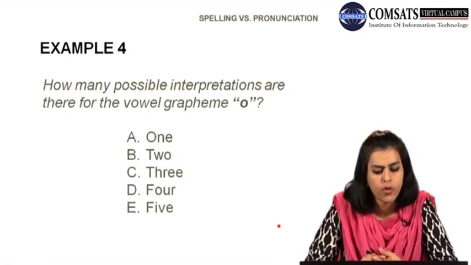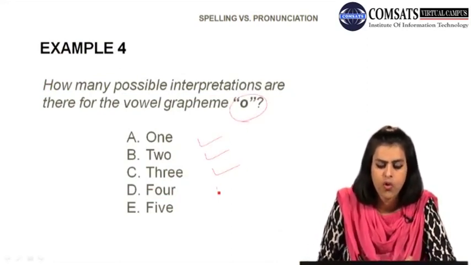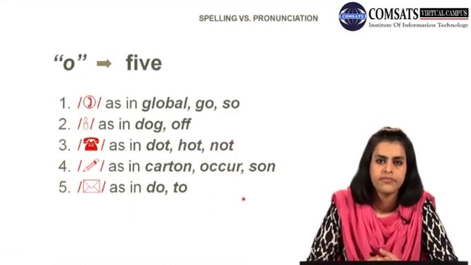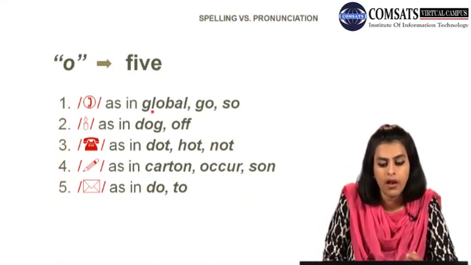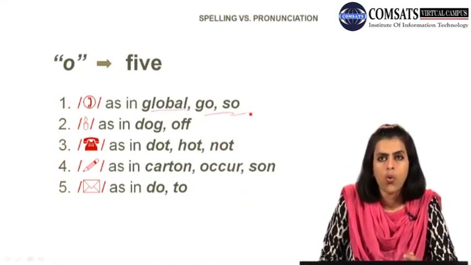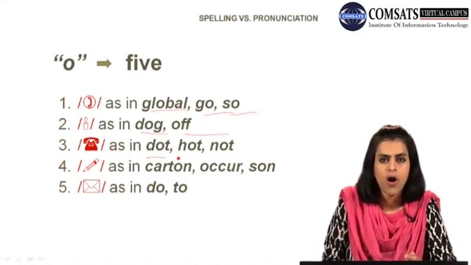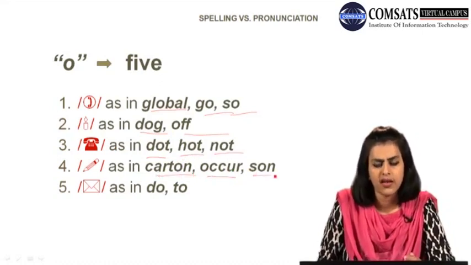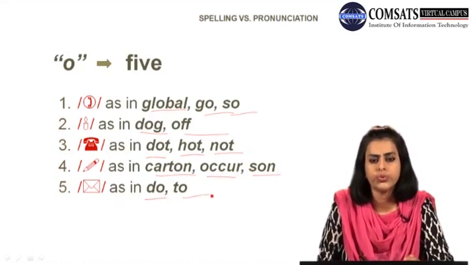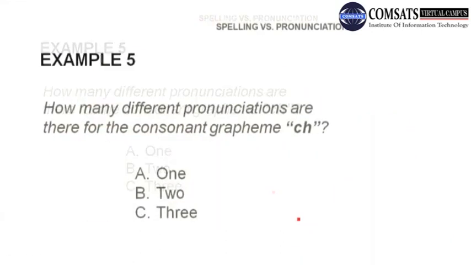Coming to example number 4, how many possible interpretations are there for the vowel grapheme O? The single O: 1, 2, 3, 4 and 5. There are 5 interpretations of the vowel O, as in global, go, so. As in dog, off. As in dot, hot, not. As in cartoon, occur, sun. As in do, to. So did you see the 5 interpretations of one particular letter, one particular sound?